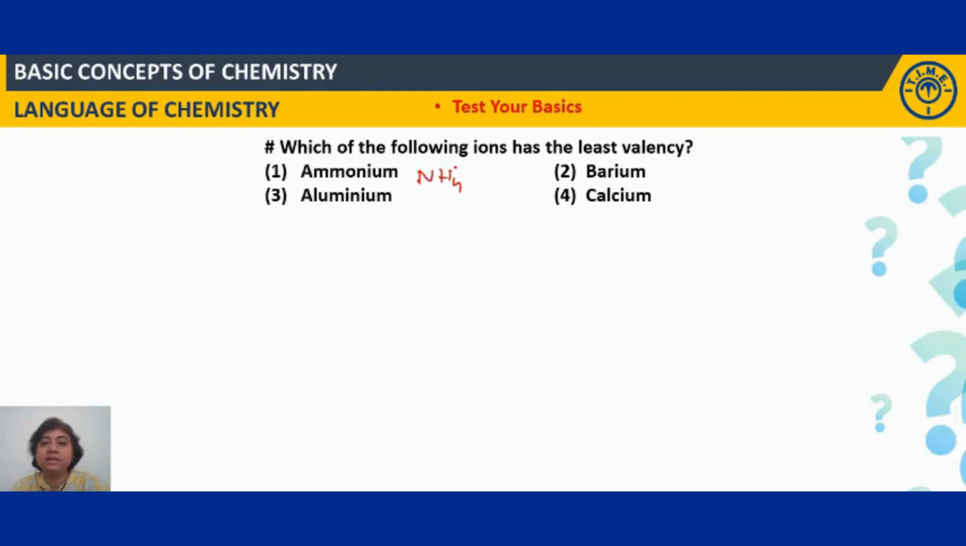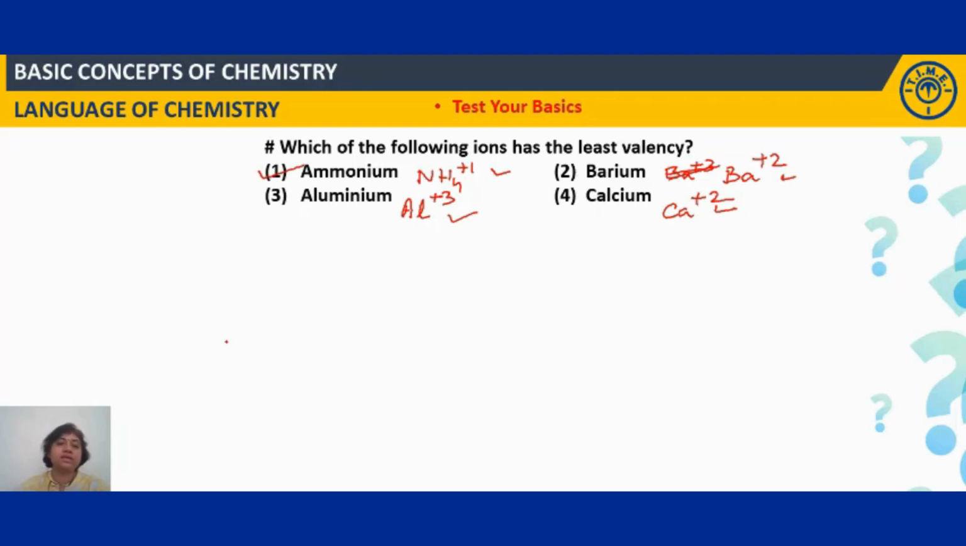NH4, valency, I am waiting for you, plus 1. Aluminium, symbol is Al. Please work out with me. Before I write, you should be ready with your answer. Aluminium +3. Barium, Ba+3. Sorry, barium is Ba+2. Now calcium is Ca+2. Now least valency, look at this. Here it is 3, here it is 2, here it is 2, here it is 1. So the least valency is associated with the ammonium ion.